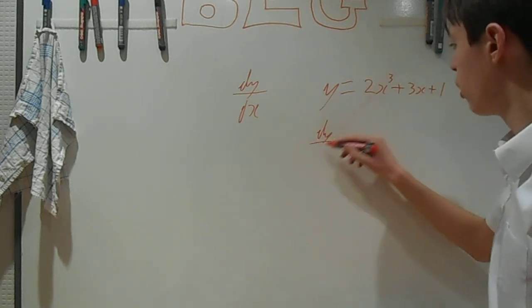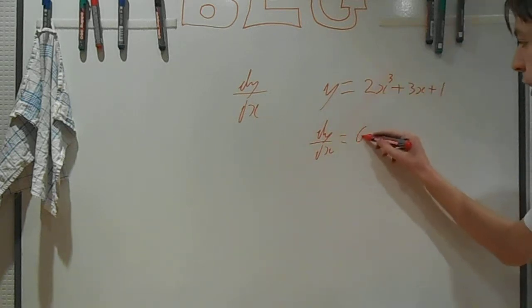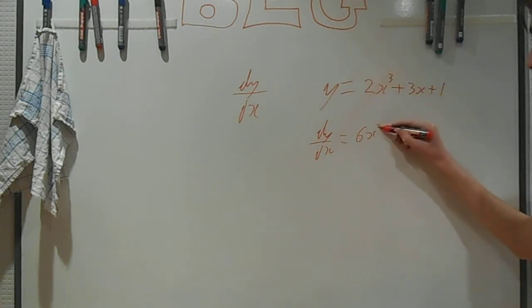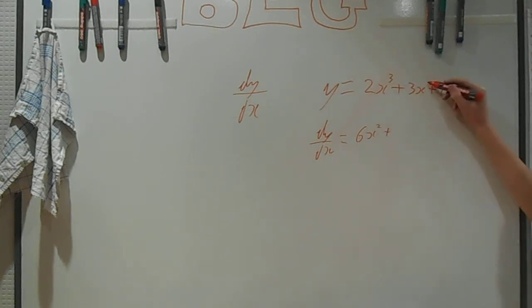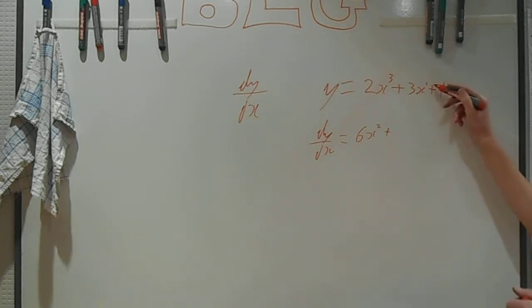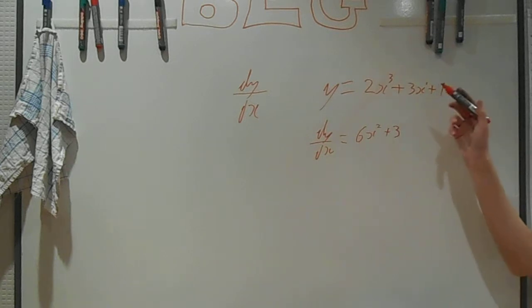dy over dx equals 3 times 2 is 6x, and then 3 minus 1 is 2, so it's 6x squared, plus, and remember it's x to the 1 here essentially, so 3 times 1 is 3, 1 minus 1 is 0, so just plus 3. Okay? And there you have it, that is differentiation.